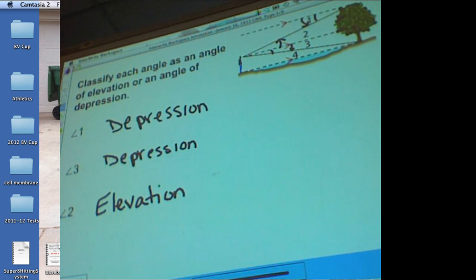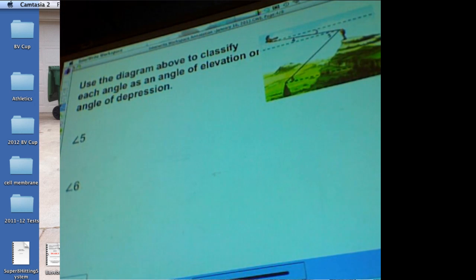Now I want you to try looking at these two angles here with this diagram. Pause the video and identify angles 5 and 6 as an angle of elevation or depression. To help you see, angle 5 is this angle here. Angle 6 is this angle here. Pause the video and identify those two angles.